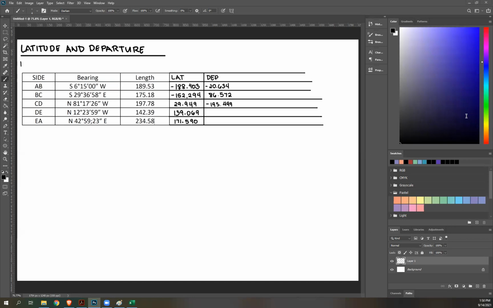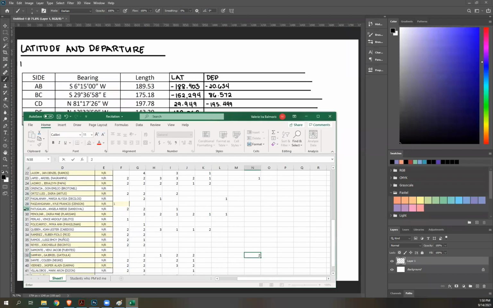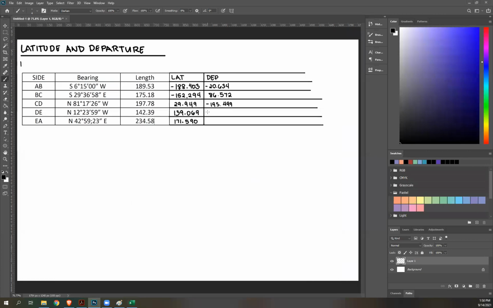What about DE? Correct. Zaira Penoliar and Geraldine Lazaro. It's negative 305.75.